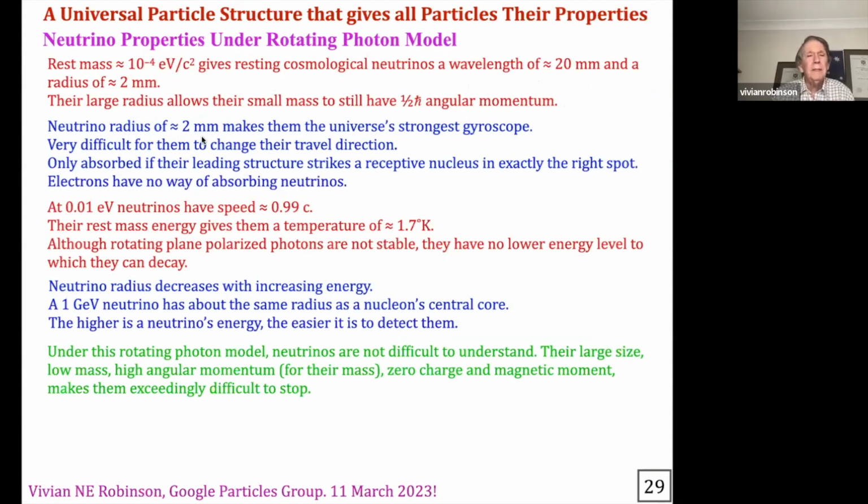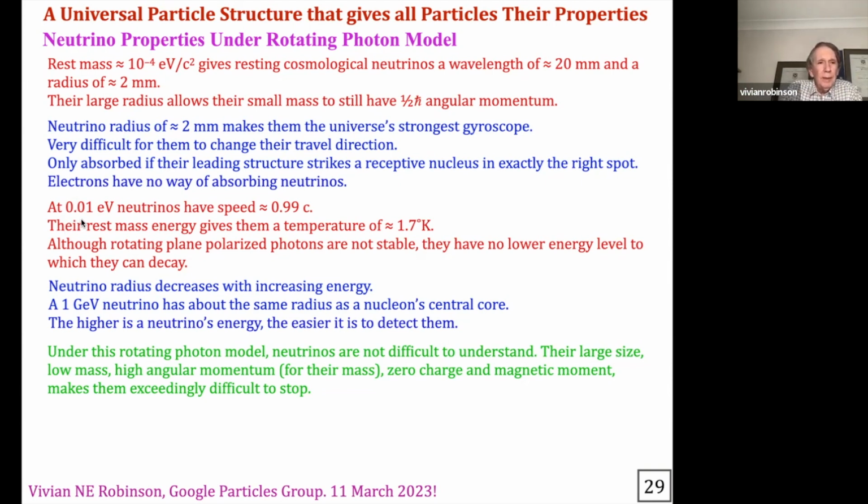I mean, it's very difficult. They just travel. It's very difficult for them to change their direction of travel. They can only be absorbed if their leading structure strikes a receptive nucleus in exactly the right position. I mean, electrons have no way they can absorb a neutrino.